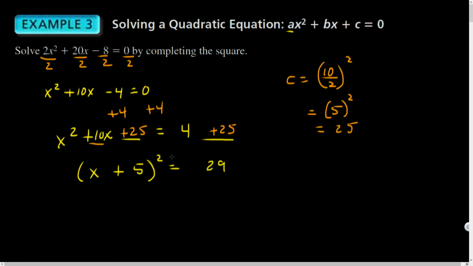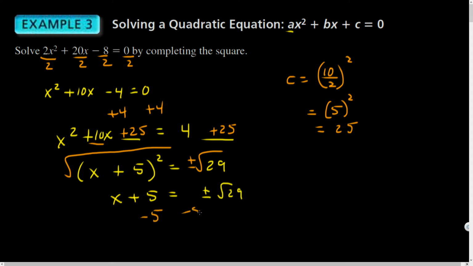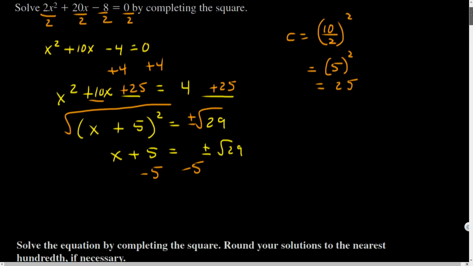Equals 29. And now root both sides, plus or minus, don't forget it. x plus 5 equals plus or minus the square root of 29. And then subtract 5 from both sides. And let's get us some decimal approximations, shall we? And so one of my answers is negative 5 plus the square root of 29. So calculating, 0.39. And the other one is negative 5 minus the square root of 29, which is negative 10.39.